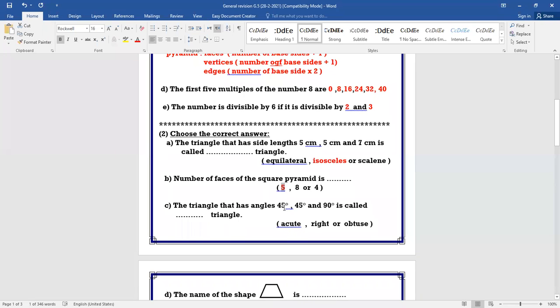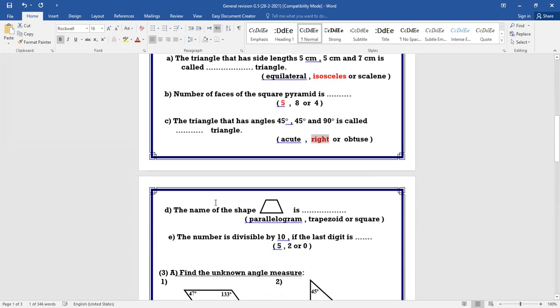C. The triangle that has 45 degrees, 45 degrees and 90 degrees angles. Zain, listen please. What is the kind of this triangle? It is a right angle triangle because it has 90. Yes, we have one right angle here. It will be a right triangle. Thank you, Zain.